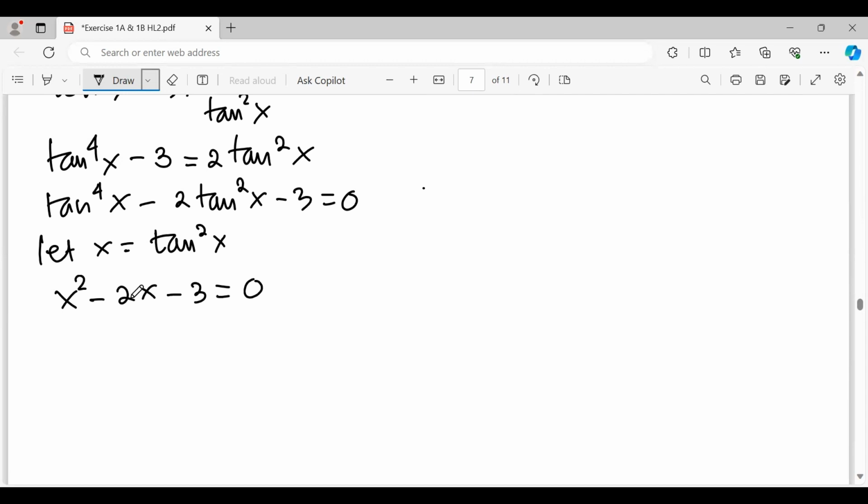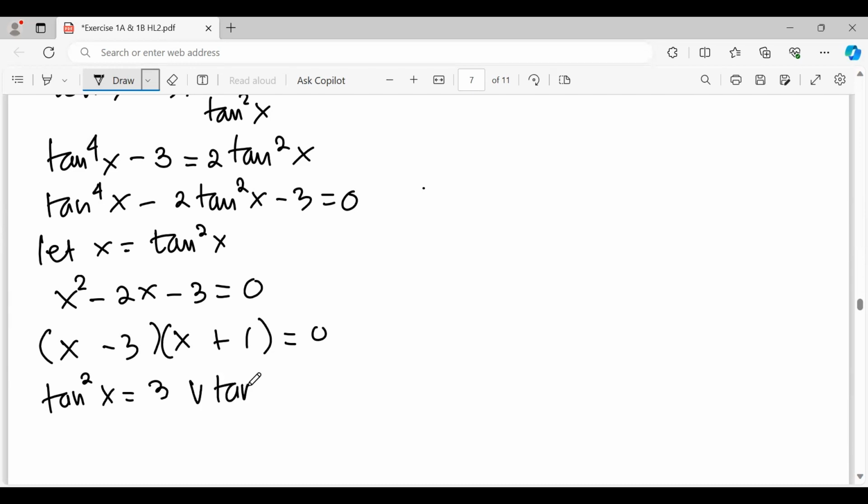So we can factorize. It becomes x and x as well, minus 3 and plus 1. Okay. So x equals 3, or tangent squared x equals 3, or tangent squared x equals negative 1.